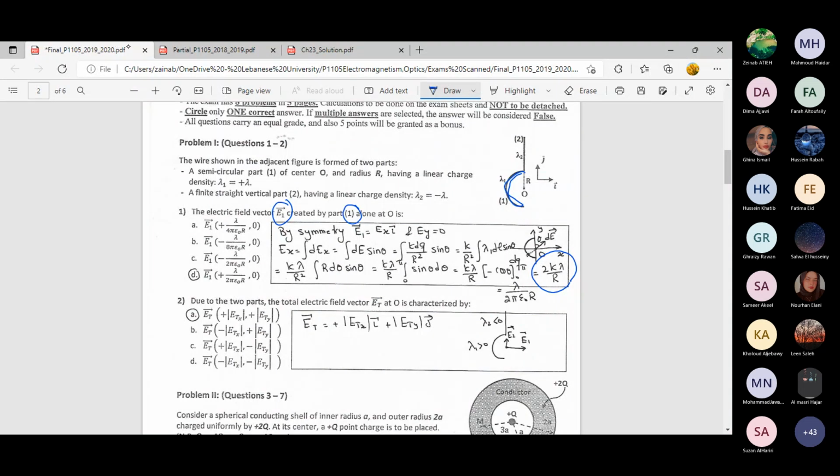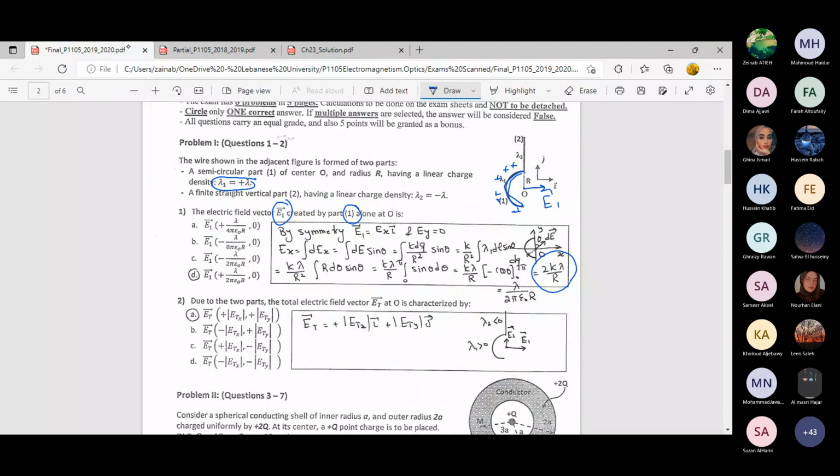As you can see, I have symmetry along the x-axis, so there's no y component, there's only an x component. The electric field will come along the x-axis. Because my lambda 1 is positive, and he told me that up, he said lambda 1 equals plus lambda. He means it is a positively charged density. So the electric field created at O is away, along the axis of symmetry of this arc. So this is E1.